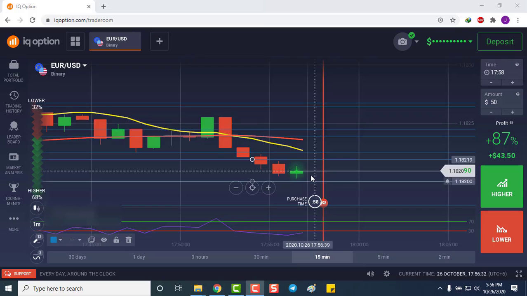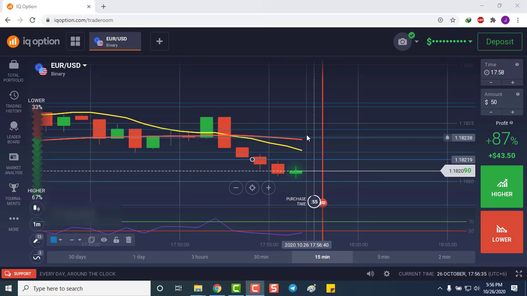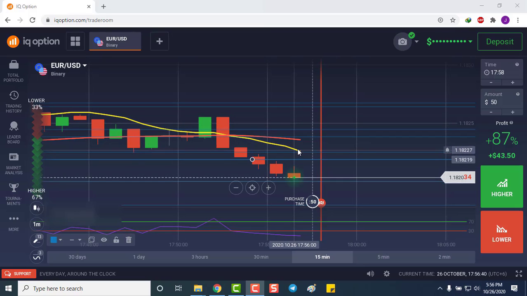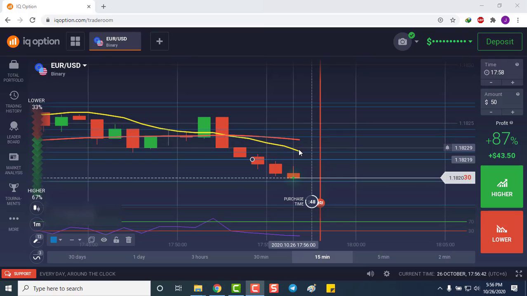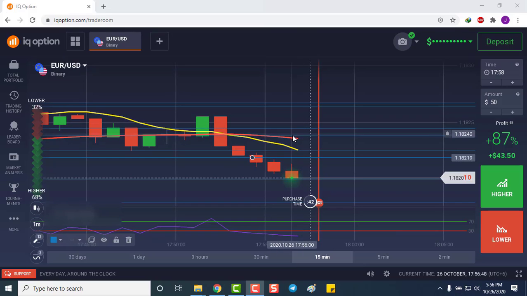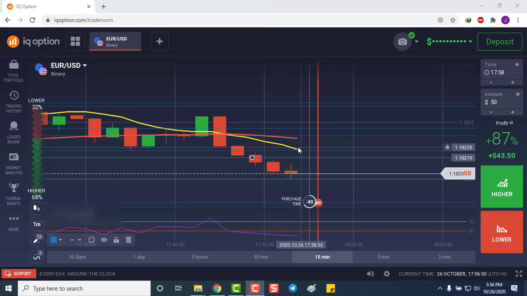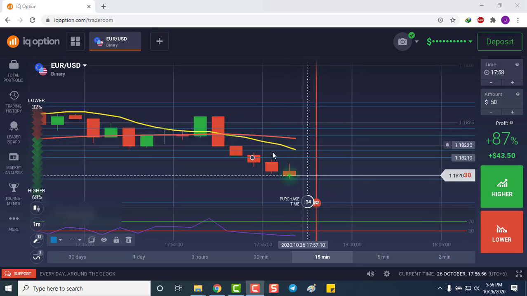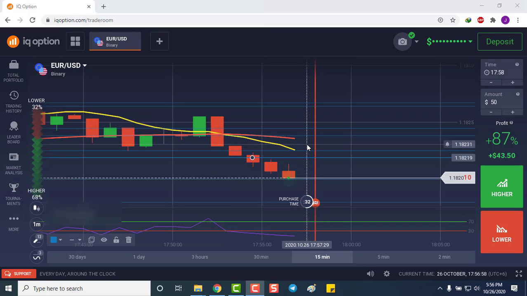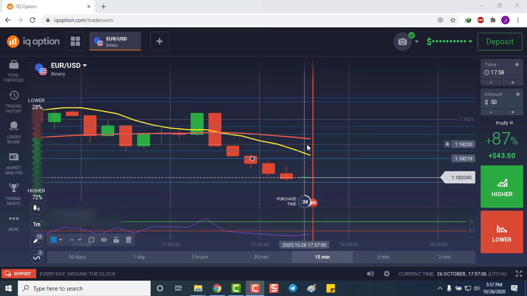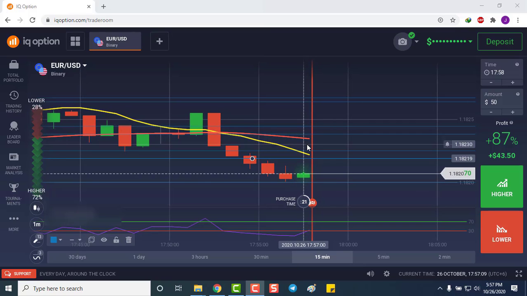But if from this level a strong bullish candle appears and our yellow moving average line again crosses the red moving average line and goes up, and the red moving average line comes below the yellow moving average line, then again we will look for a higher option. But at this point we will only look for the lower option signal, and if we find any good lower option signal, then we will place a trade.